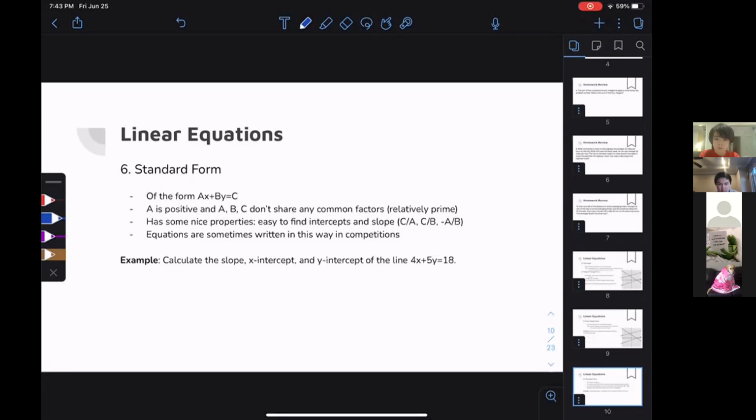The c divided by a, c divided by b, and negative a divided by b part: this is the x-intercept, this is the y-intercept, and then this is the slope. And this is the line form you're given in standard form.